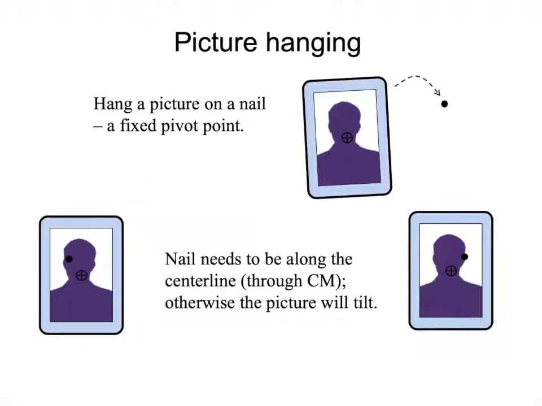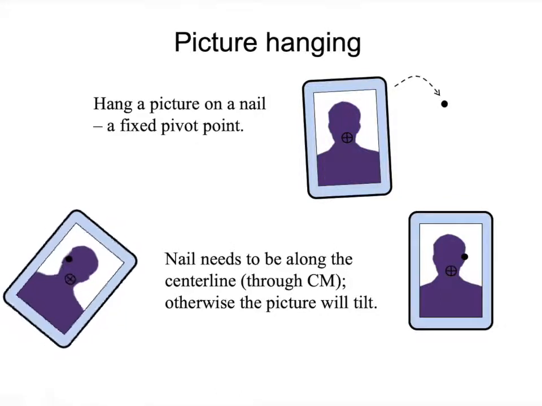Let's imagine that we're hanging a picture on the wall. Now, we're going to hang it on a single nail, and once we hang the picture, the nail will form a pivot point, a point about which the picture is free to rotate. And so we have a fixed rotational pivot point for the picture on the wall. Now, the first thing we notice when we do this is that the nail needs to be along the center line, a vertical line that goes through the center of mass of the picture, because otherwise the picture will tilt.